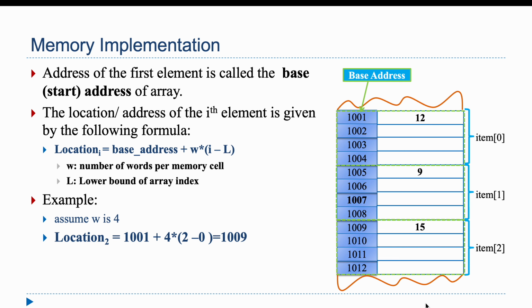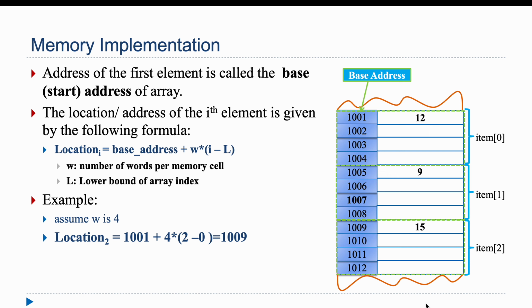In an array, the address of the first element is called the base or start address of the array. From there, the location or address of any element in the array can be calculated using a formula that is given in front of you, that is location of I equal to base address plus W multiplied by I minus L, where W is the number of words per memory cell, L is the lower bound of the array, and I is the index that represents the element whose location we want to find.